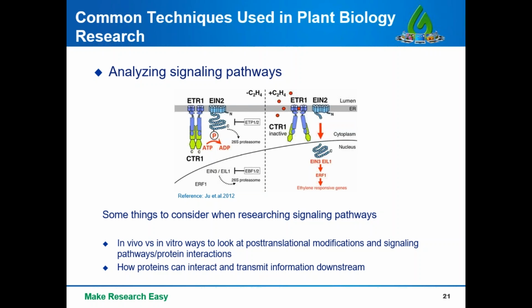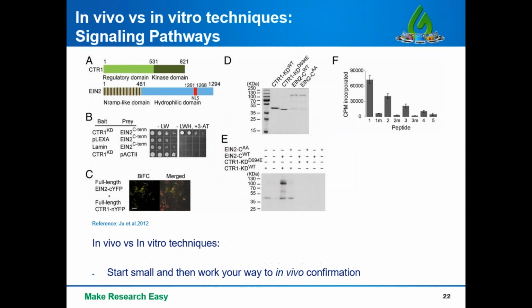So anyways, just a couple of quick things to consider when researching signaling pathways. You'll want to look at both in vivo and in vitro ways to look at post-translational modifications, signaling pathways, and protein interactions to best tackle your research experiment. I'll explain what I mean by this in the next couple of slides. Also, you want to keep in mind the various ways that proteins can interact and transmit information downstream. So with in vivo versus in vitro techniques, my main advice would be to start small and then work your way to eventual in vivo confirmation.